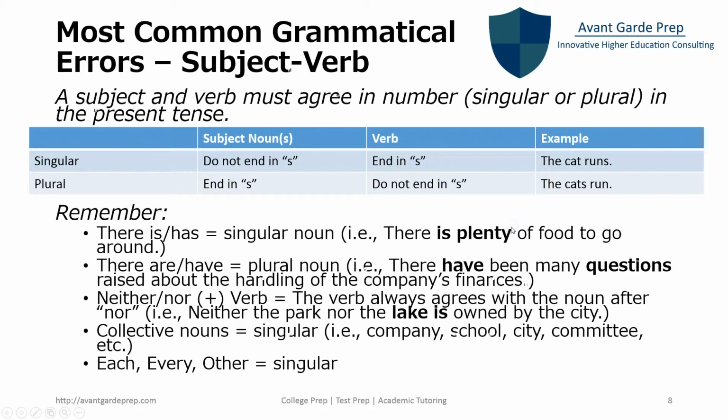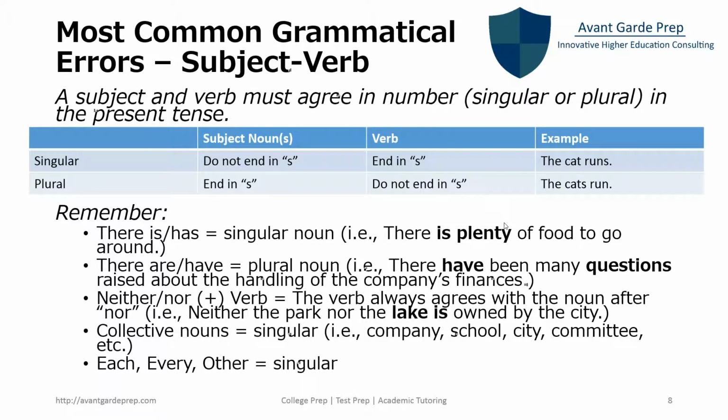Okay, there are a couple of other things to remember. For there is or there has, that's going to be with a singular noun. There is plenty of food to go around. For there are or there have, that goes with a plural noun. There have been many questions raised about the handling of the company's finances.